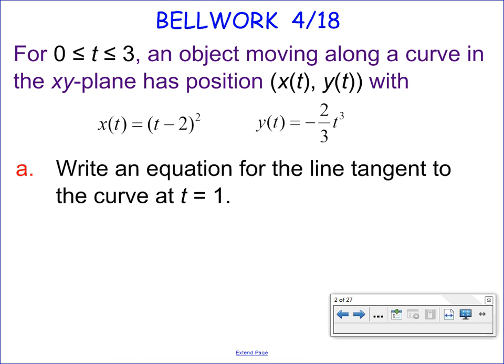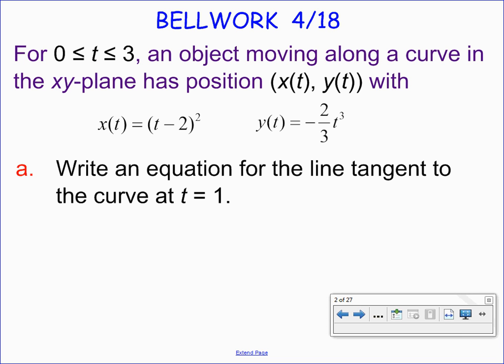Firstly, let's suppose that we wanted to write an equation for the line tangent to the curve at t equals 1, and we were given a parametrically defined curve like x of t and y of t. Then we'll switch over to our vector notation when we deal with particle motion. So we need the same three things that we've always needed to write the equation of a tangent line. We need the point of tangency, and we need the slope of the tangent line.